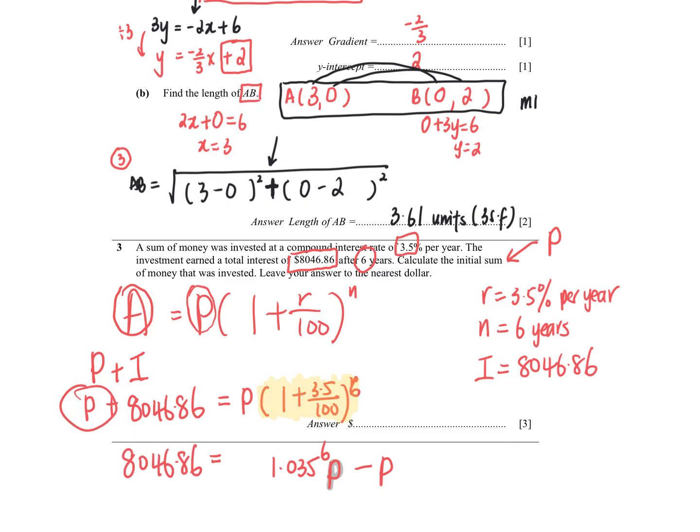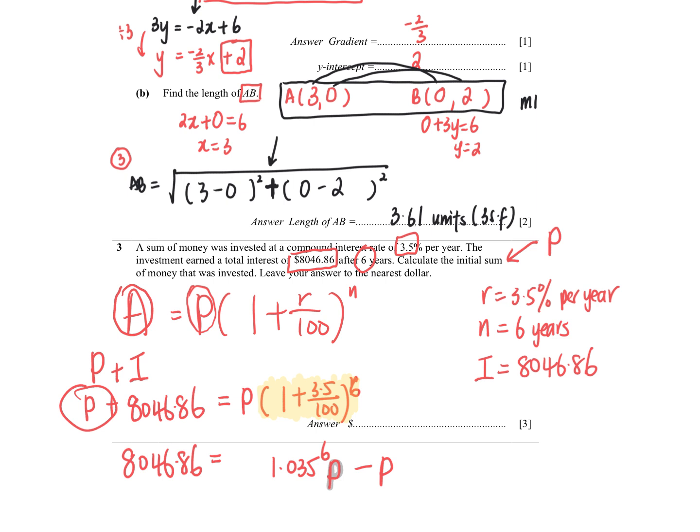8046.86. So the moment you equate this to 8,000, I cannot give you any marks already because your understanding is wrong. So compound interest question, be very careful. Did they give you the amount or did they give you interest? If they give you interest, you need to sub in correctly. So EMAF, we can trap you like this.